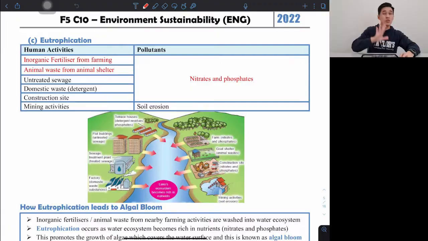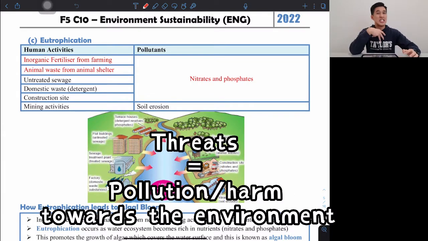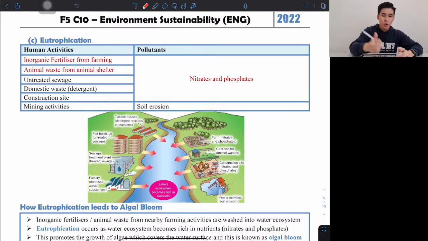Okay, so in this video, I'll go through 10.1 on it. So what's the meaning of threats on environment? It means what did humans do to spoil, to threaten, to pollute the environment? Yeah, so it's mainly about pollution lah.